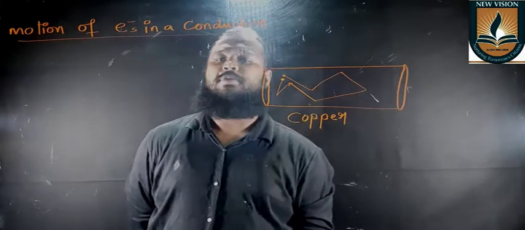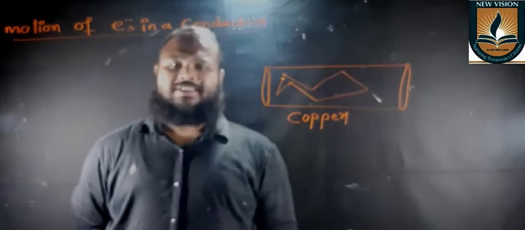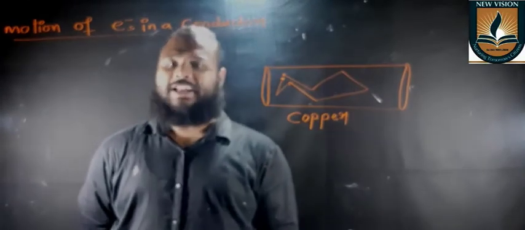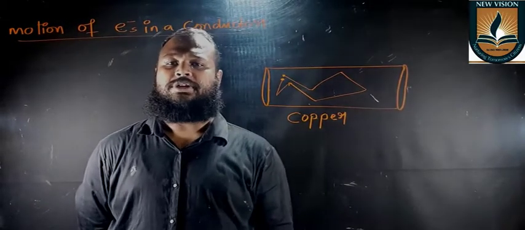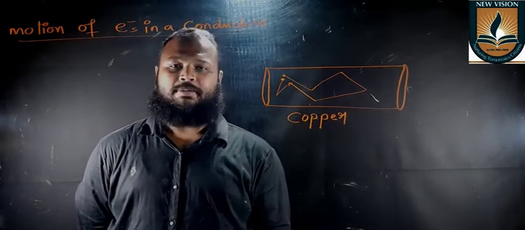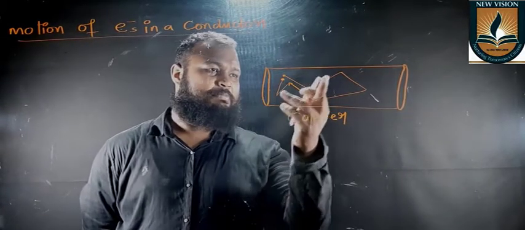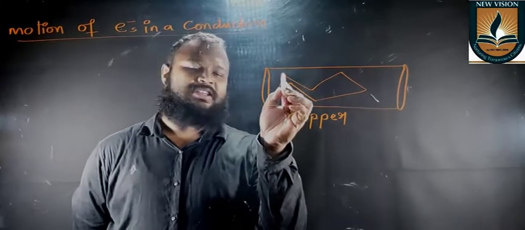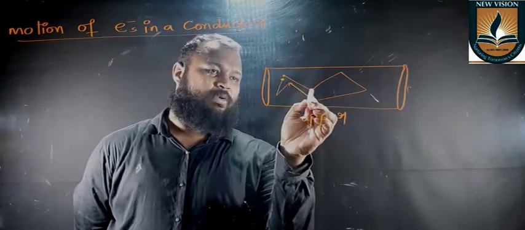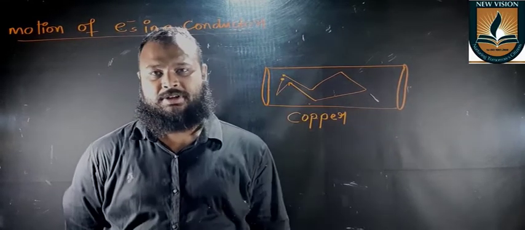Let's discuss the motion of electrons in a conductor. We know a conductor is a material which possesses free electrons, and those free electrons are in random motion due to thermal energy at room temperature. So this is a conductor and this is the path of an electron at room temperature. It begins here, moves to this point, follows the path and comes back to the same position.